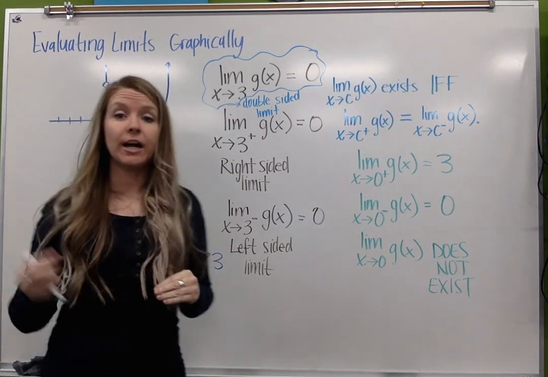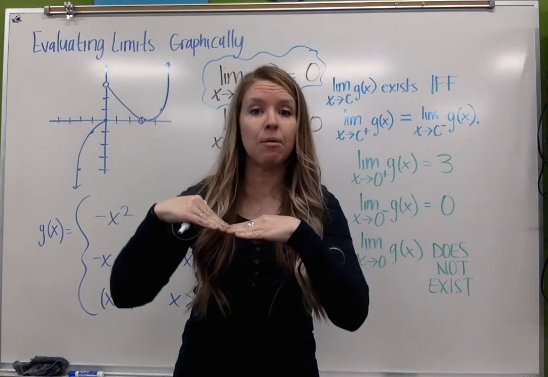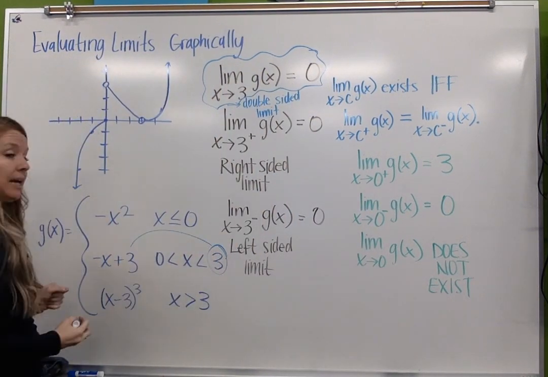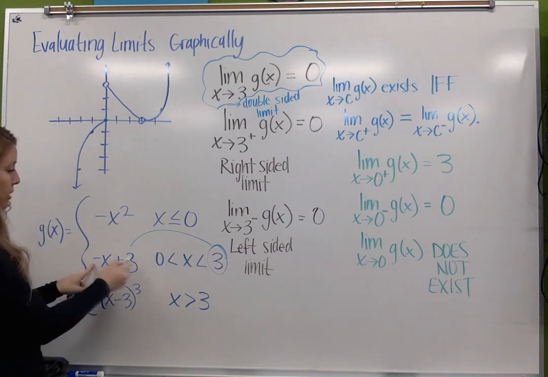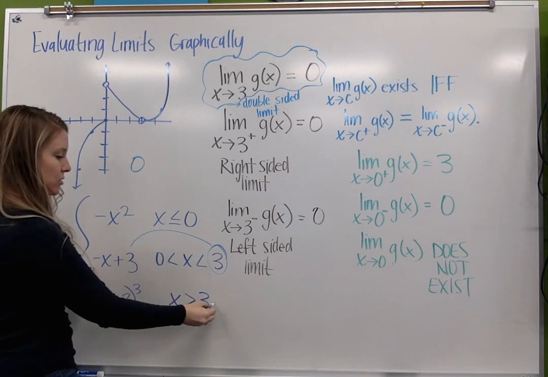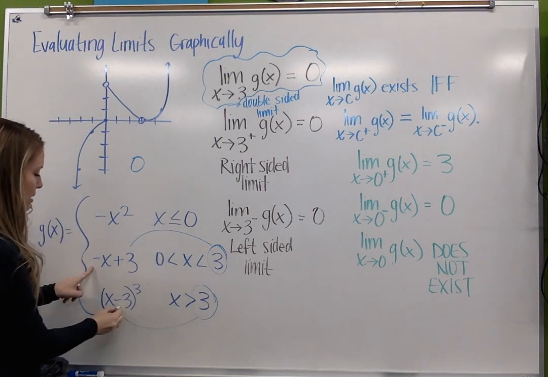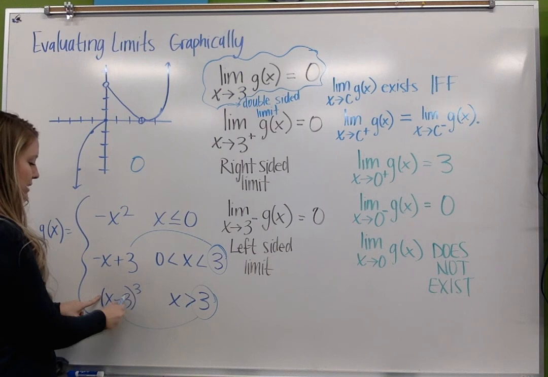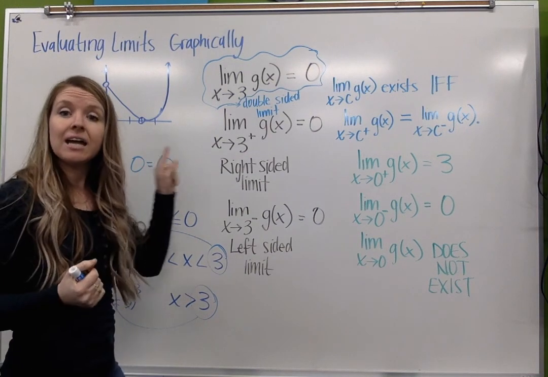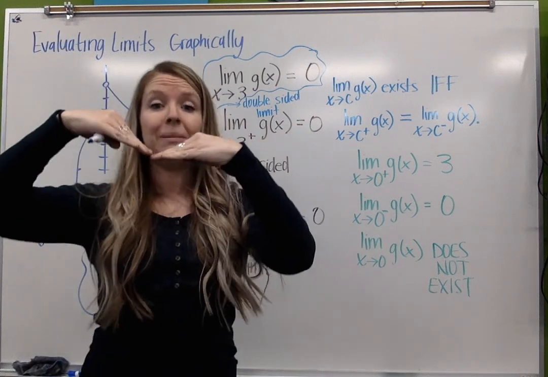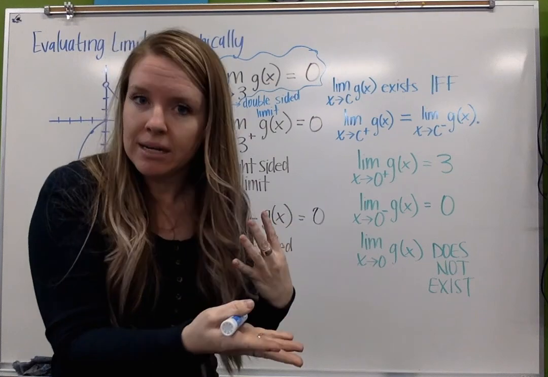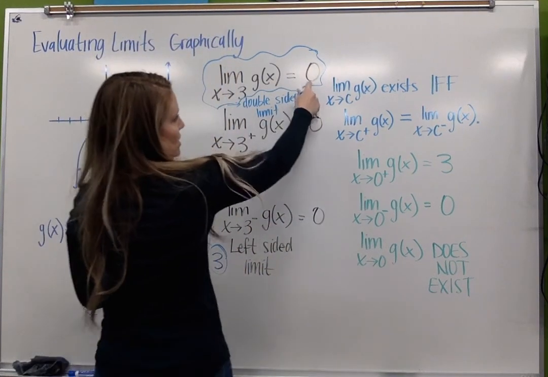I've got to figure out if my two graphs have the same y value. So I could take the 3 and plug it in. Negative 3 plus 3 gives me 0. Then I do the same thing here. I take the 3, plug it in. 3 minus 3 is 0. 0 cubed is 0. Since the left side and the right side, those two graphs meet, the limit exists, and it's 0. Make sense? Okay, we see that here.